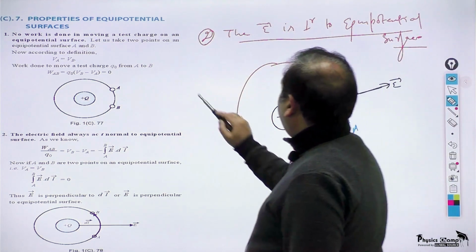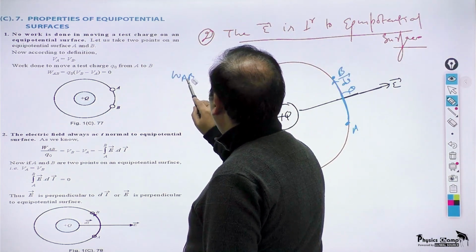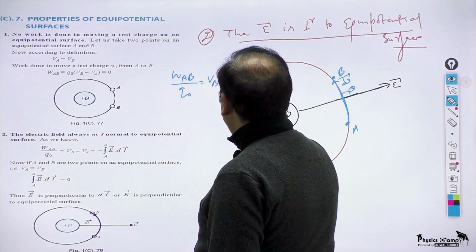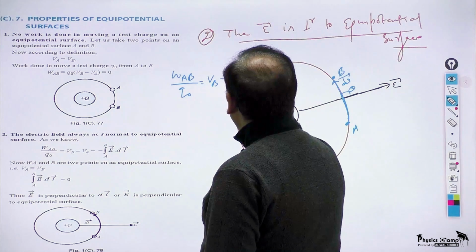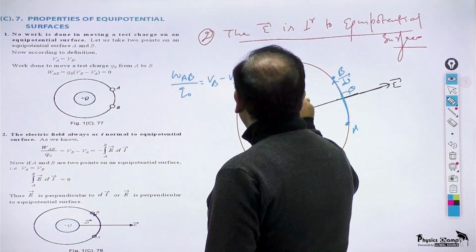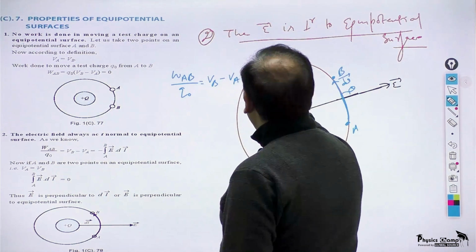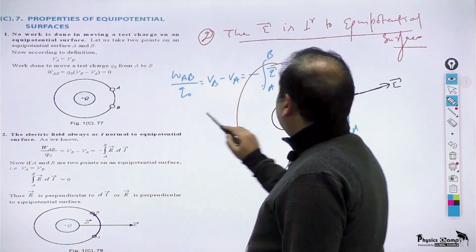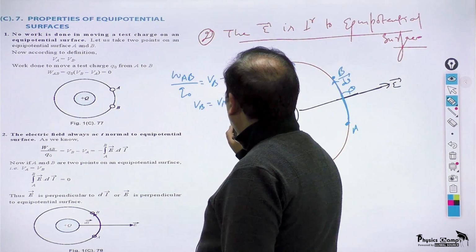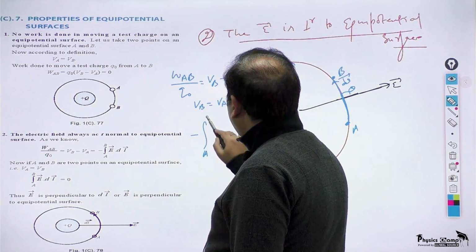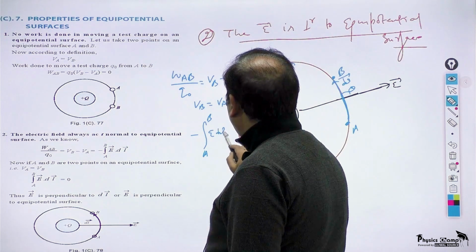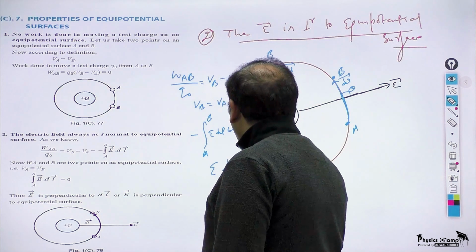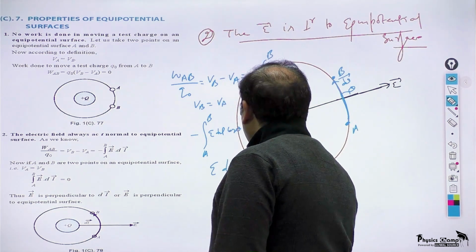We can say work done to move from A to B, unit charge, will be VB minus VA, and it is also remembered as negative of line integral from A to B. Now VB is equal to VA. So negative of line integral from A to B, of E dl cos theta, is what? 0. So I can say E dl cos theta is 0 here, where electric field is not 0.